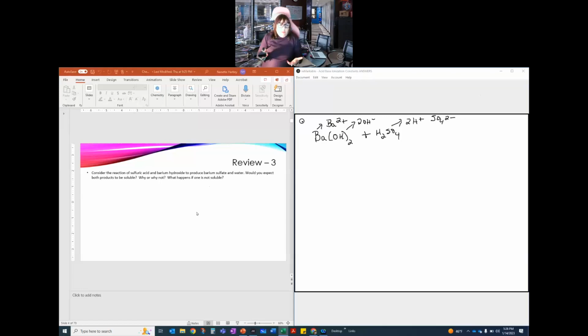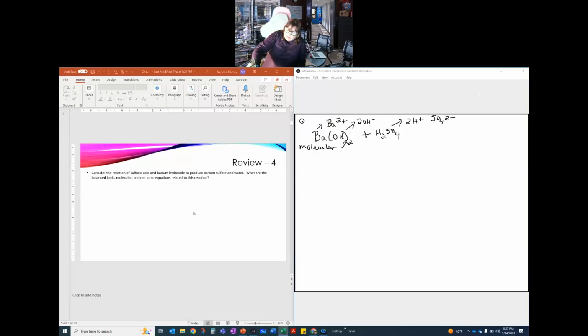Now, it says, what happens if one's not soluble? Well, what does it mean when it's not soluble? What that means is that I'm going to form a precipitate. So I'm going to have solid that falls out of solution and sits on the bottom. Okay, so that's what that's talking about. For the fourth one, what are the balanced ionic, molecular, and net ionic equations related to this reaction? Okay, so there are three types of equations that we can write. One is going to be the molecular.